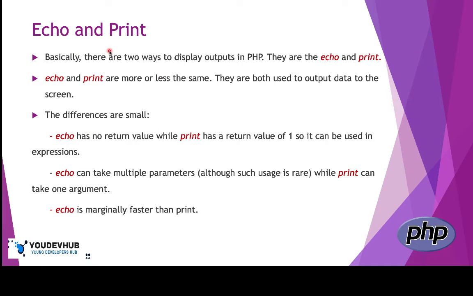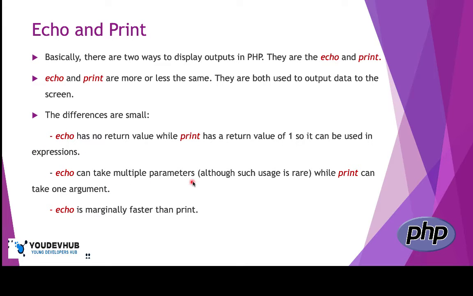Okay, now I'll be giving you a difference between echo and print. Basically, there are two ways to display outputs in PHP. Like I've said earlier, you can either use your echo or you can use your print. Either way, they are more or less the same and they are both used to output data to the screen. Though there is a small difference. The differences are what? Echo has no return value, while print has a return value of 1. So it can be used in expression. What this is telling us is that we can use print to find if the result of an expression is true or not.